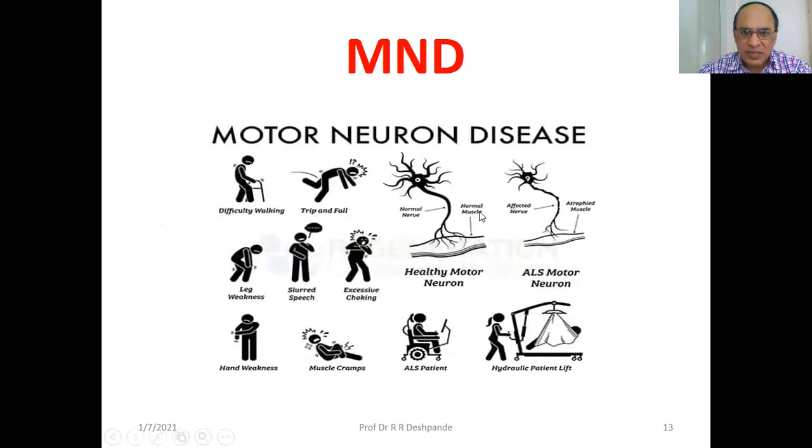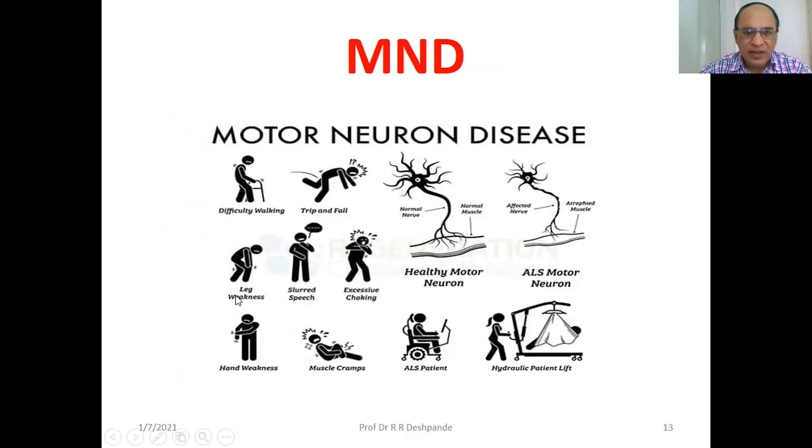So this is MND, motor neuron disease, in short form. Difficulty in walking, can you see? Trip and fall. This is the pathology, normal value. This is the normal muscle. This is thin, this is thick, and this is thin. This muscle belly is big, this is small.